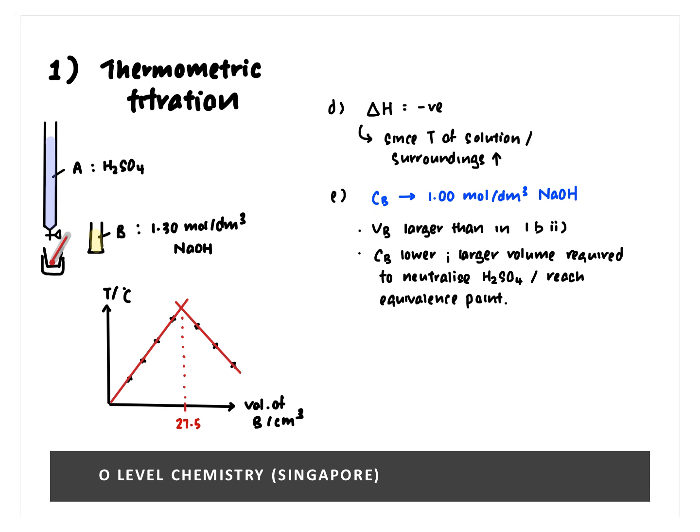So in question E, the question is where you change the concentration of B to 1 mole per dm cube. So all you need to do is to compare with the original concentration of sodium hydroxide, which is 1.3. So now with a lower concentration of sodium hydroxide, the volume of B required to reach the equivalence point would be higher. Because the concentration is lower, you require a larger volume to reach the equivalence point.